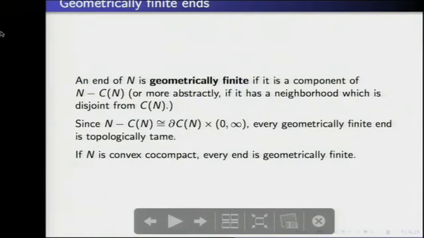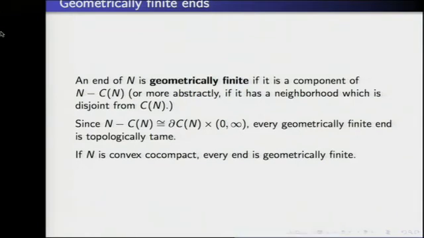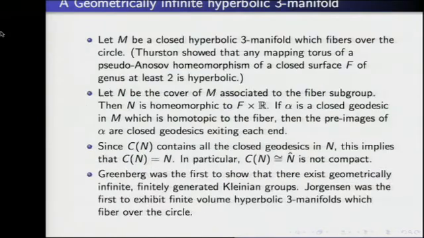Okay. So here, an obvious definition. You're in the nicest case if one of these ends is just a component of the complement of the convex core. Then it has a product structure, so it's topologically tame. That end's all taken care of. We understand its geometry. We understand its topology. Everything's great. And we say a manifold is convex co-compact if every end is geometrically finite. There's a little oddness in the definitions here, because the definitions are done in the case where you're allowing parabolics, so it makes the terminology seem a little weird.